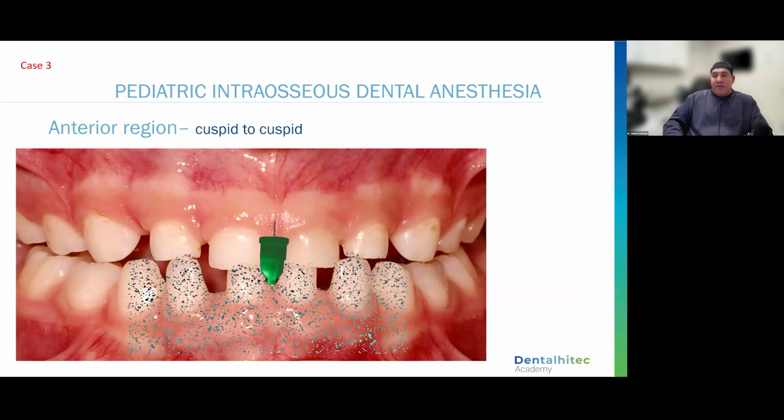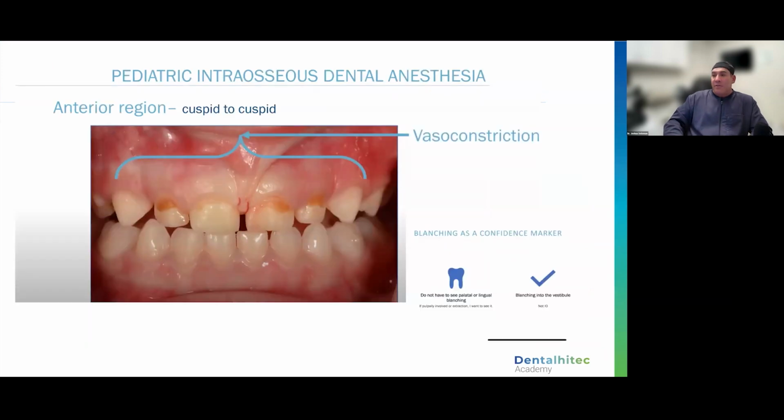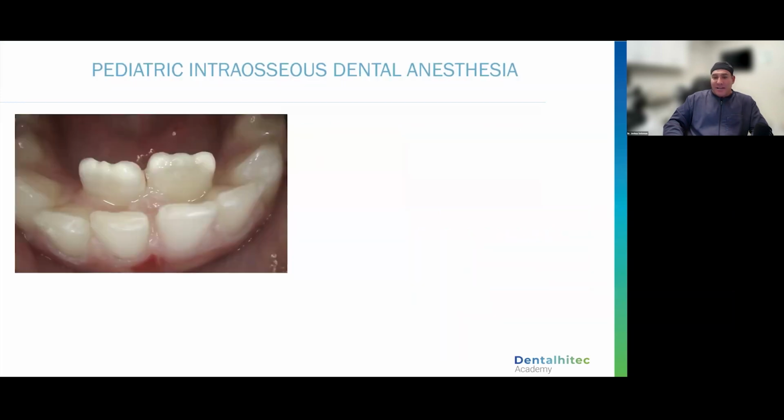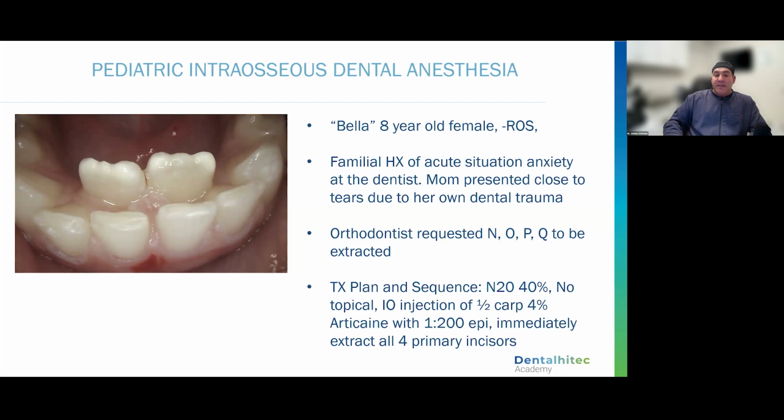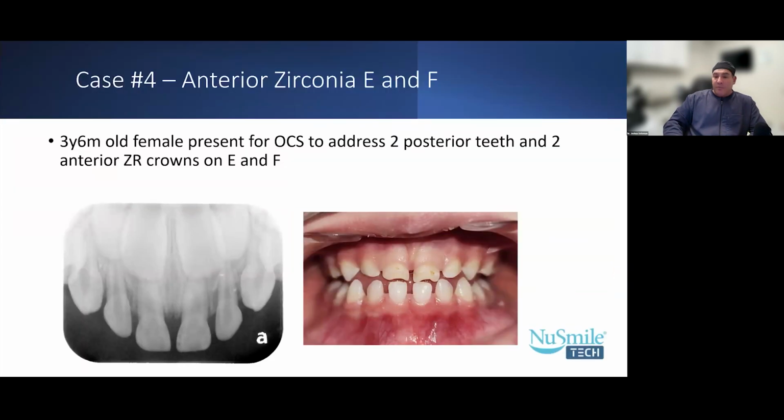For the anterior, if I could only have this unit for one thing, it's going to be to give anterior local anesthesia. This is the case that sold me. Normally, if I needed to extract all 4 of these incisors, I would be giving multiple injections. This patient was about 7 or 8 years of age. It's 1 intraosseous injection. I gave stage 1 there between O and P, half a carpule of 1 to 100,000 Septocaine, and all 4 of these teeth were removed with just that 1 injection. Patient did not move.